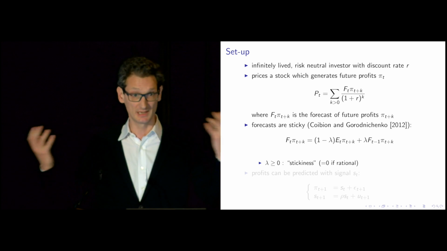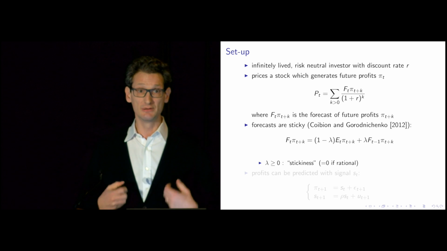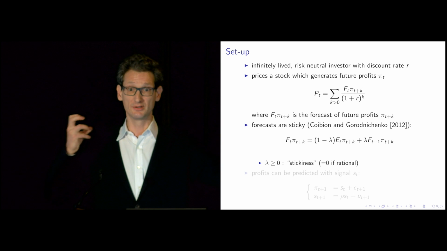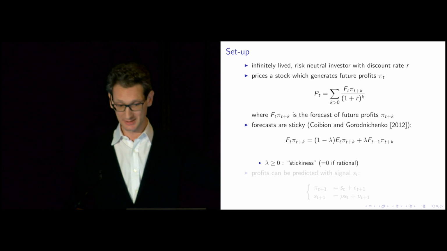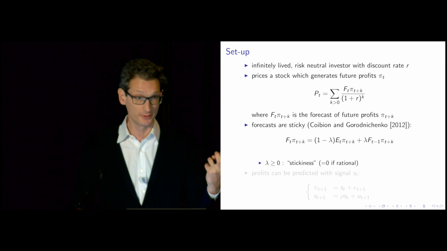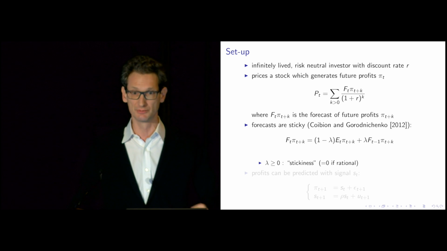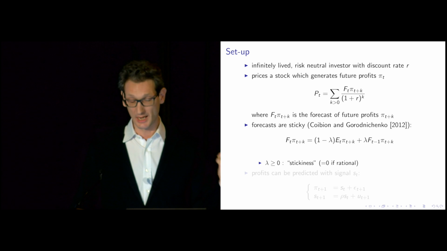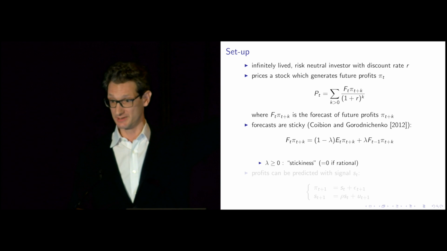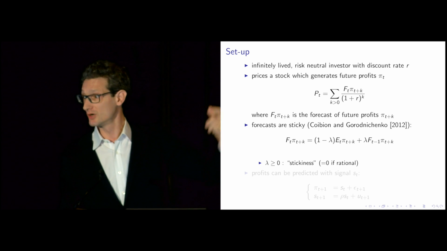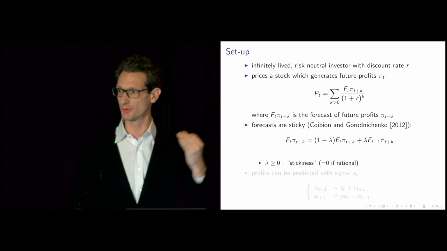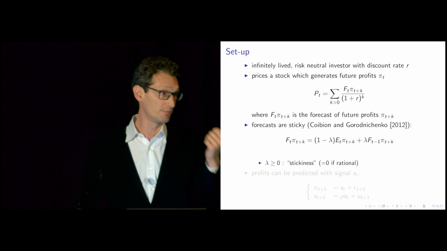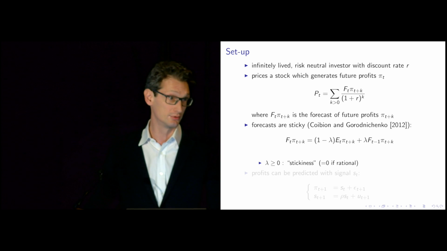So essentially, when you forecast future profits, your forecast is going to be a mixture of 1 minus lambda times the rational forecast. If lambda is equal to 0, your forecast is fully rational, and lambda times your previous forecast of the same profits. So lambda measures the extent to which you stick to your previous forecast. If lambda is equal to 1, you never update. So this lambda thing is going to be important throughout the talk.